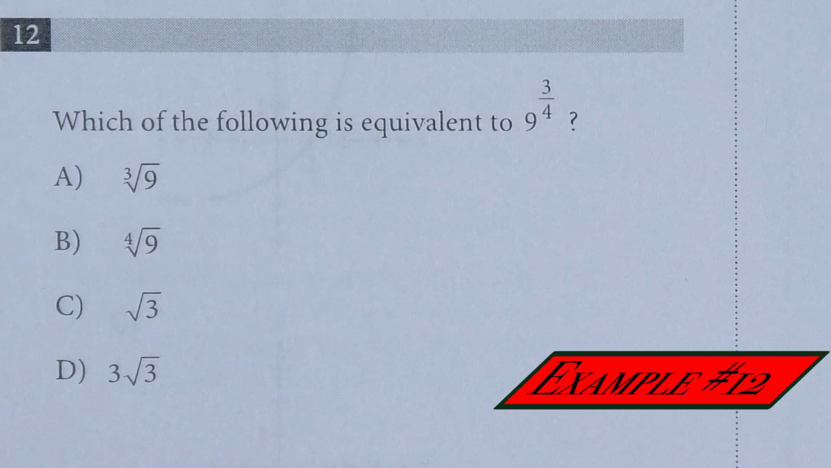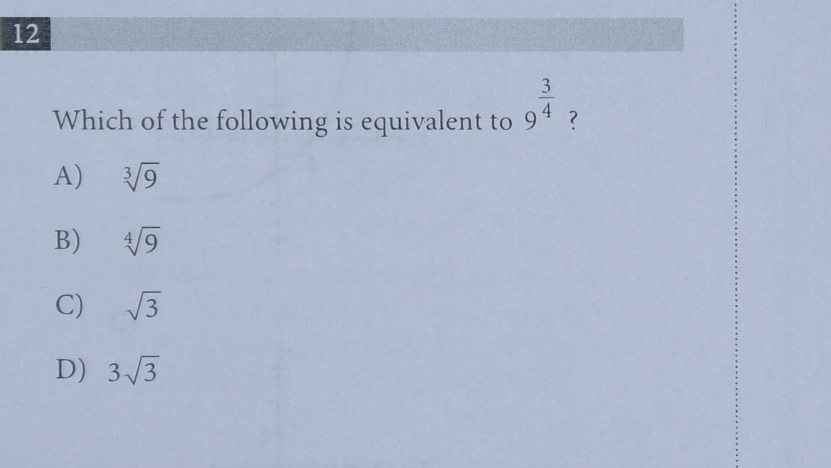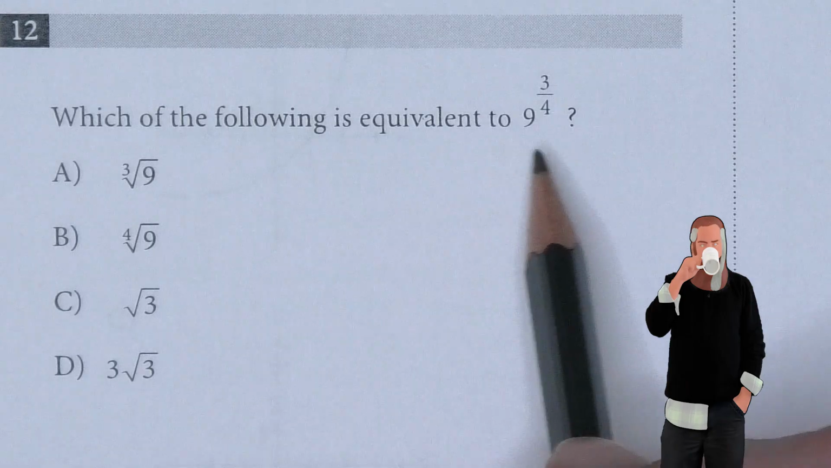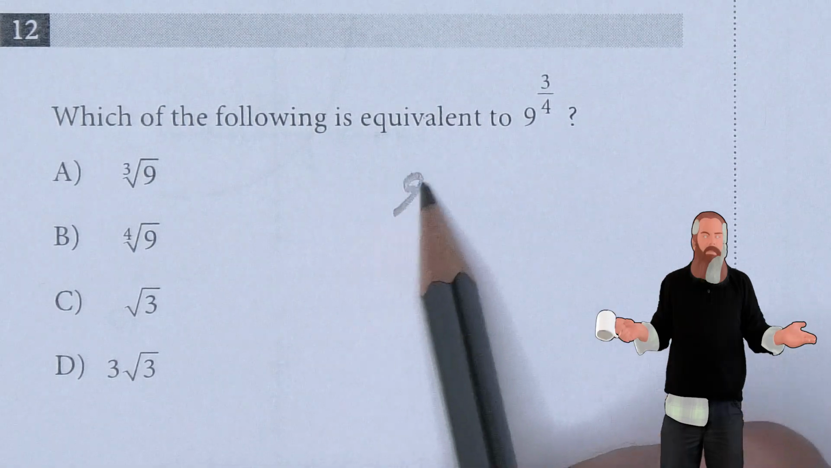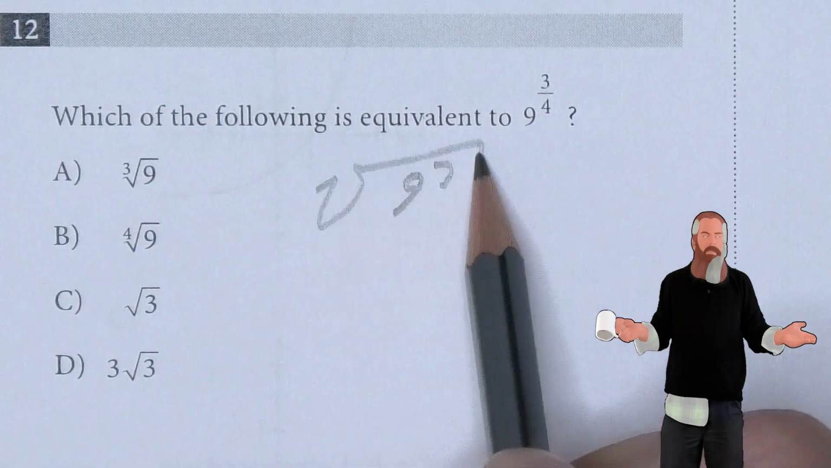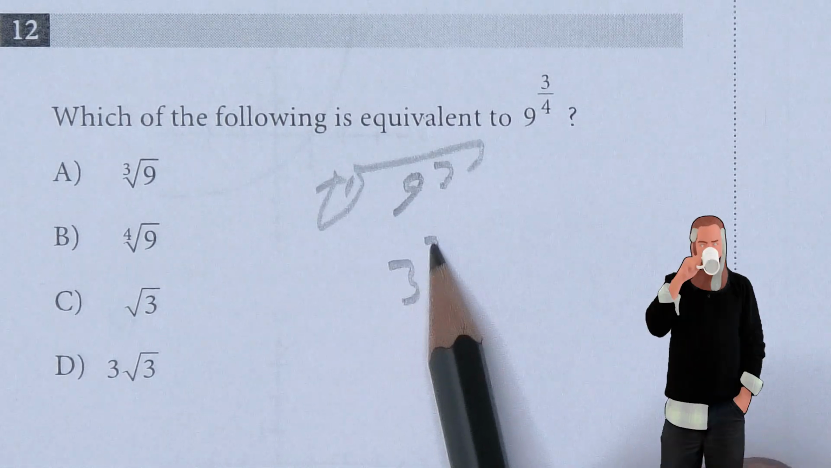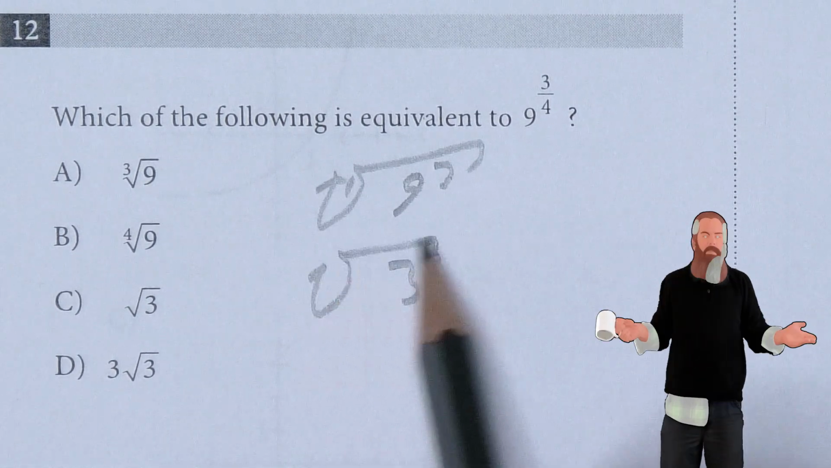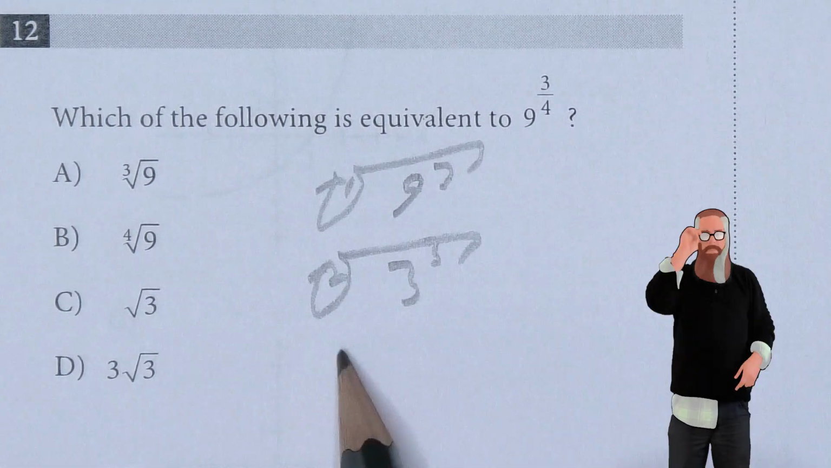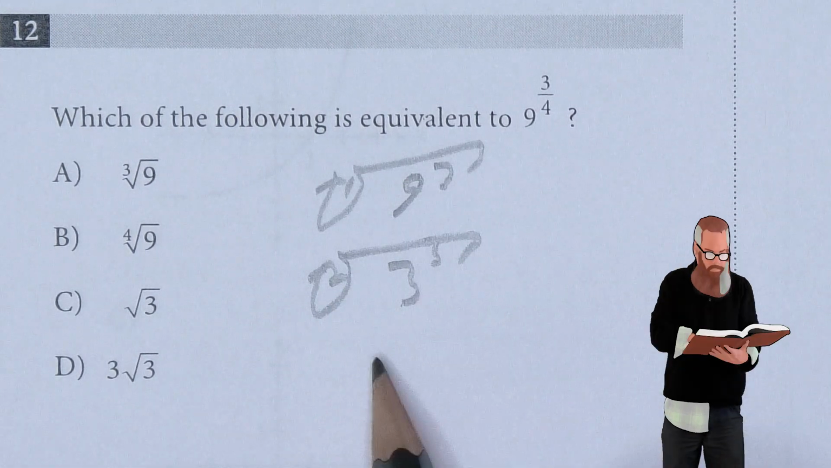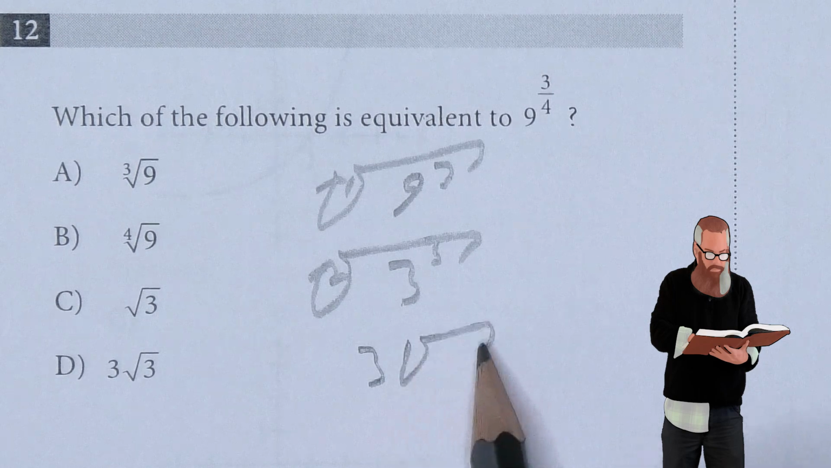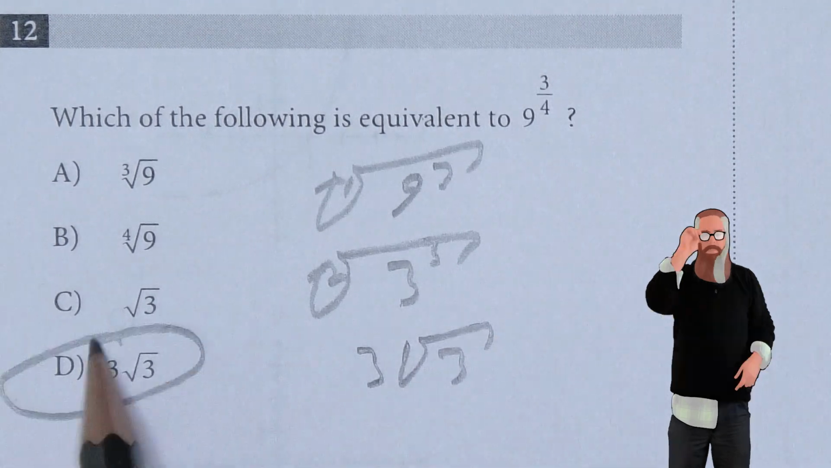Which of the following is equivalent to 9 to the 3/4 power? So I'm going to rewrite this as a root, meaning 9 to the 3rd power to the 4th root. This also gives me 3 cubed to the square root power. Knowing that that's 3 times 3 times 3, I would get 3 square root of 3 is the answer, so D.